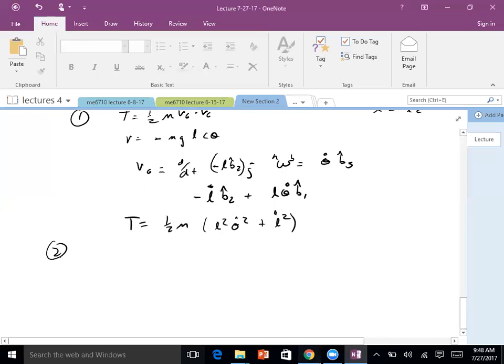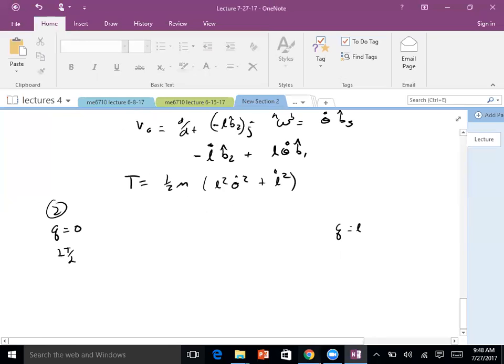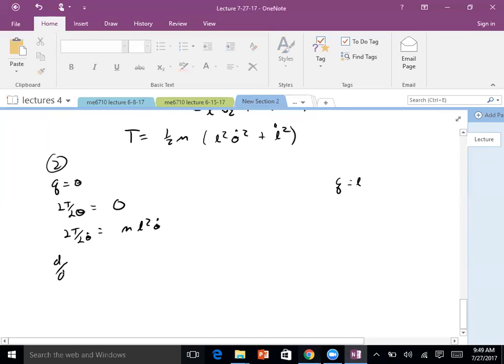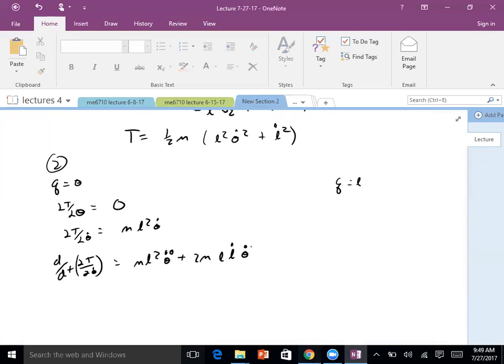Next, I get my components. So I'm going to have q equals theta and q equals L. For q equals theta, the partial of T with respect to theta is 0, thank you, that's nice. The partial of T with respect to theta dot gives me m L squared theta dot, and then the ddt of that thing, oh, no, I've got to be careful. I'll write that out. The ddt of the partial T with respect to theta dot is m L squared theta double dot plus 2 m L L dot theta dot. Got to keep in mind all the generalized coordinate terms have to show up there.